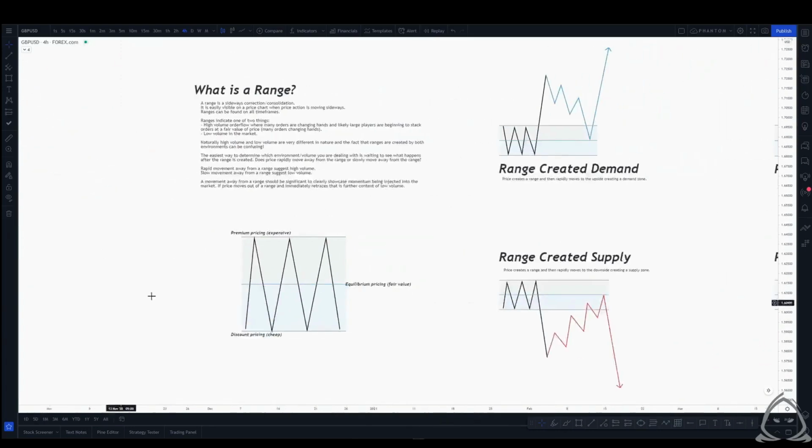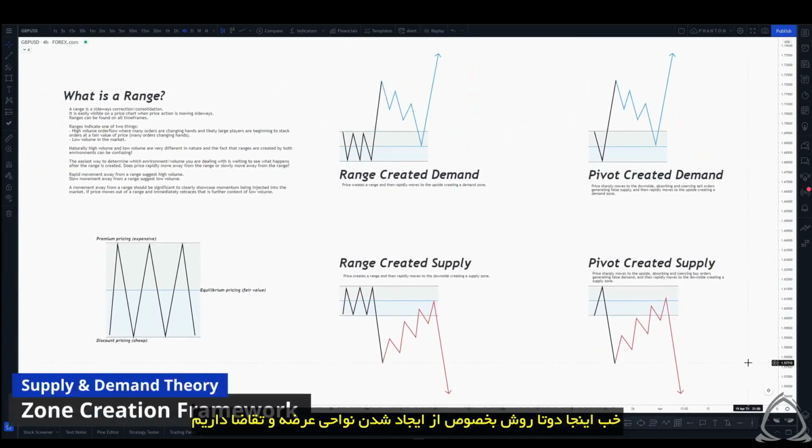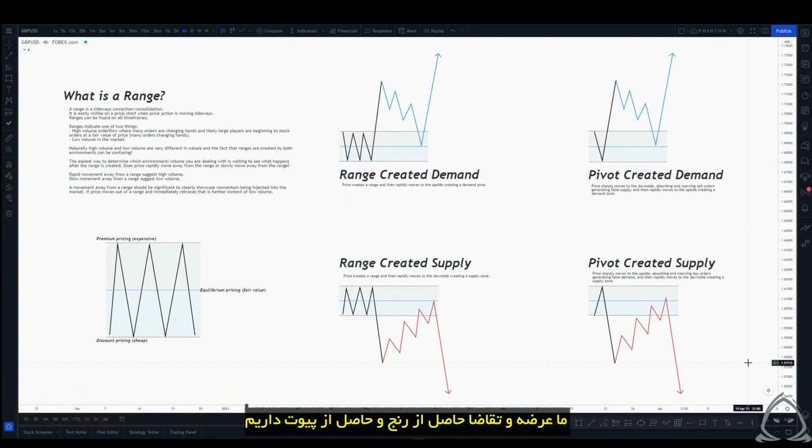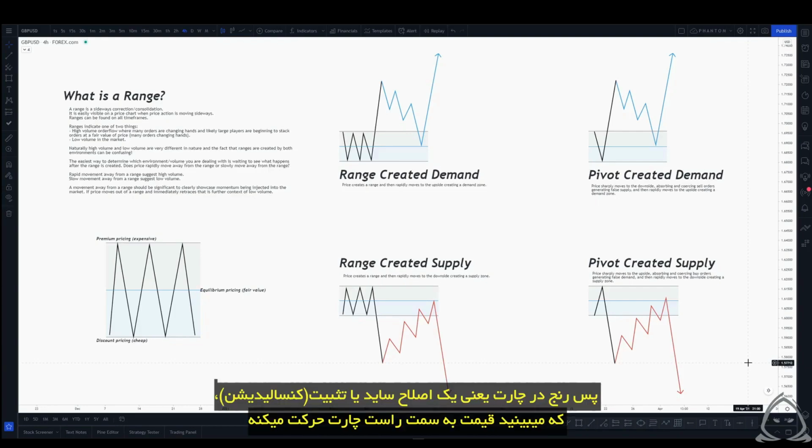So let's take a look at the actual ways of identifying supply and demand on a price chart. So here we have two specific ways of creating a supply and demand zone. We have range created supply and demand, and we have pivot created supply and demand. The first thing to really understand is what a range is on a price chart. A range on a price chart is simply a sideways correction or consolidation where you see price moving basically to the right side of the chart.